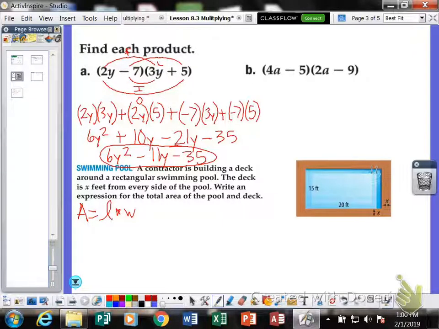Since we know that the deck is the same distance from every side of the pool, the length and width of the pool are 2x longer. So the length can be represented by 2x plus 20, and the width can be represented by 2x plus 15. So we know our length, we know our width, so let's plug them in. We have area equals our length, 2x plus 20, times our width, 2x plus 15.